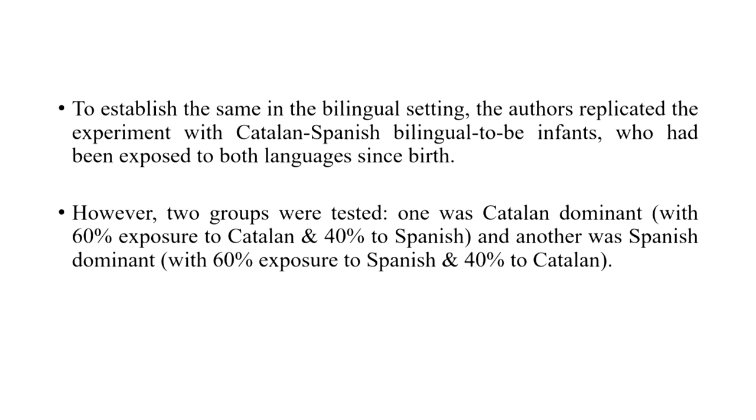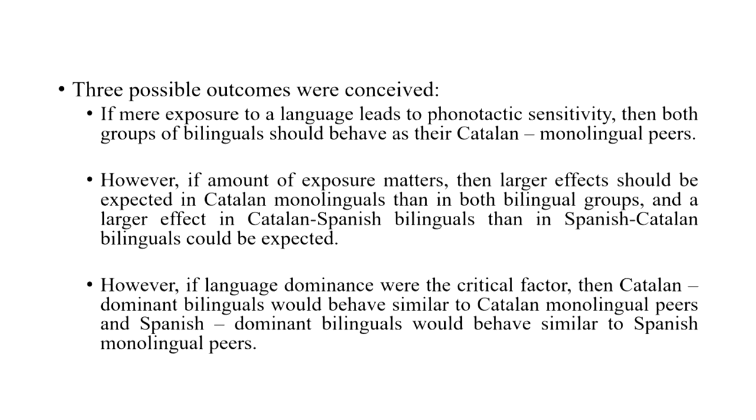Now, here, they introduced a very interesting quirk. Two types of groups were tested. One group was Catalan dominant, so their exposure to Catalan was 60%, Spanish was 40%, and the other group was Spanish dominant, whereas their exposure to Spanish was 60% and Catalan was 40%. Now, in this scenario, three kinds of outcomes could happen.